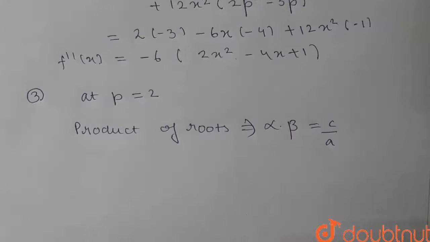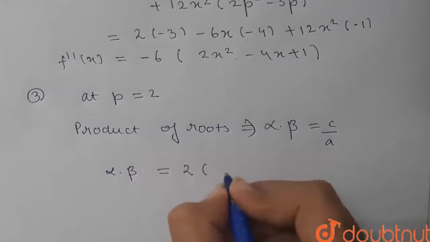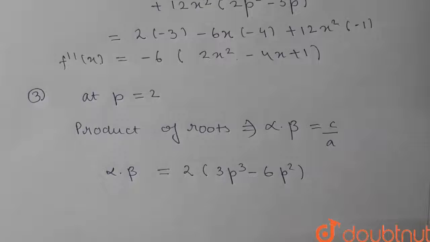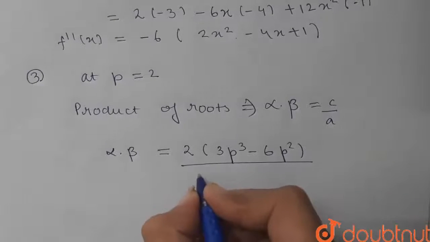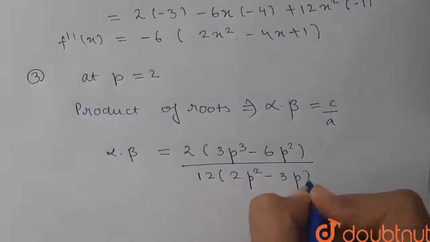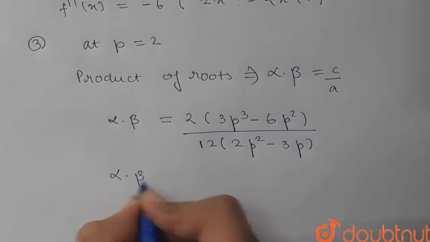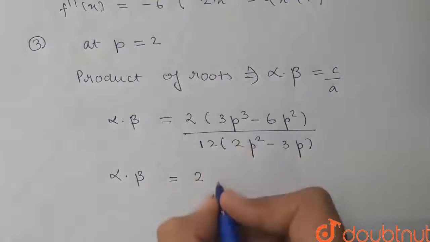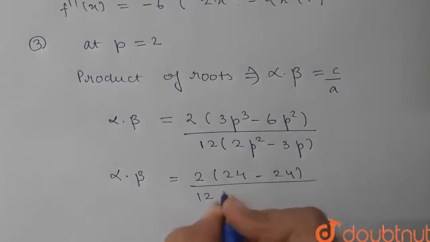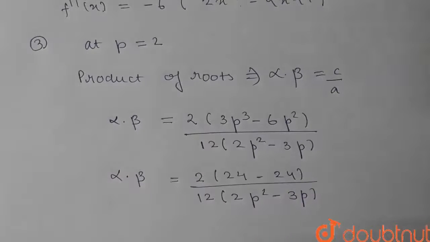So from here, alpha into beta, that is the product of roots, will be equal to c, which is 2 into 3p cube minus 6p square, divided by a. And a is nothing but 12 into 2p square minus 3p. Now we put the value p is equal to 2 here. In the numerator this becomes 24 minus 24, and in the denominator, whatever value it may be, as the numerator is 0, the whole value will be 0.